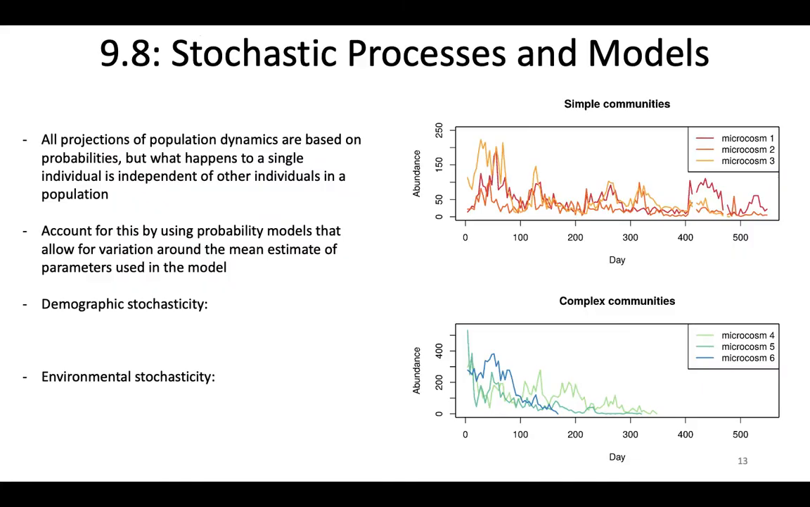So one thing we haven't talked about yet that isn't accounted for in these models is stochasticity. And you may or may not have heard this word before. It's used a lot in biology and also in statistics. So stochasticity is a random process, but random in the way that sampling error is random.